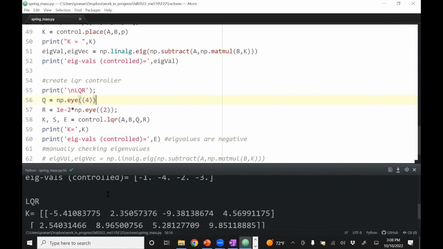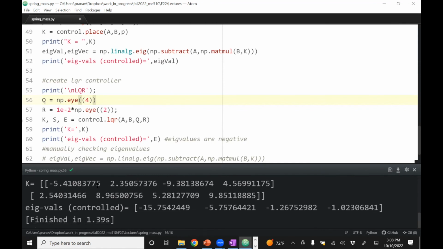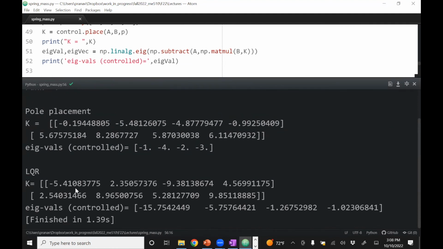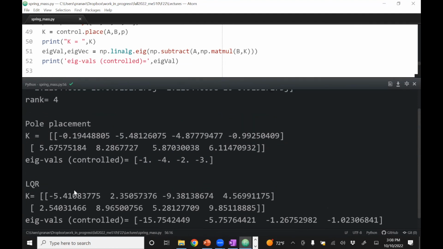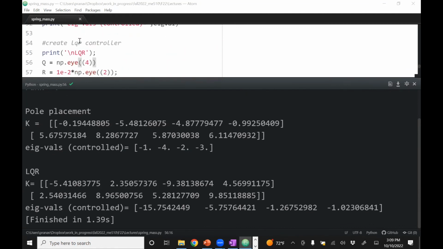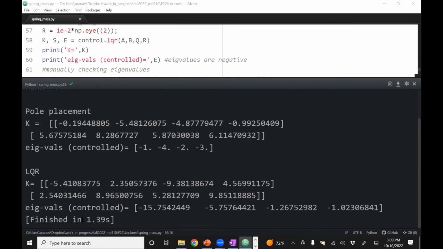Then I do the LQR. It throws up different gains. So these gains you can see are different from these gains. When I try to compute the eigenvalues, in this case I think the eigenvalues are part of the calculation, so I just printed those out. It's -15, -5, -1, -1.